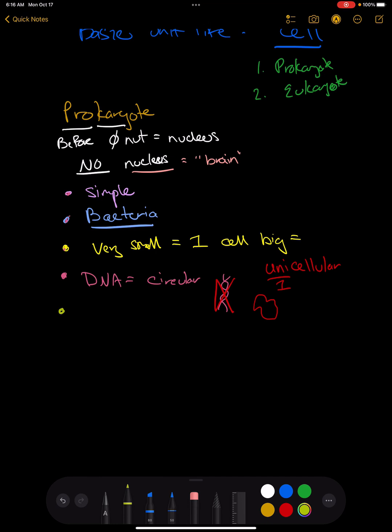Also, these guys are going to divide by binary fission, which sounds kind of odd, but it's actually a pretty easy process. Like if this was my bacteria cell, let's just take it as simplest as we can. So here's my bacteria cell. Look how happy he is.